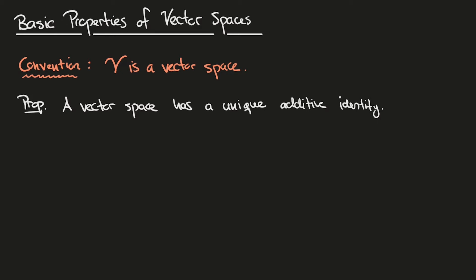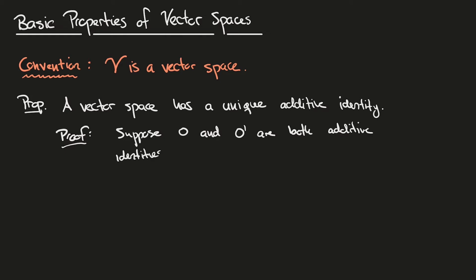So the first proposition says that any vector space has a unique additive identity. Let's give a proof. Let's suppose that 0 and 0 prime are both additive identities of a vector space V. The goal of this proof will now be to show that 0 and 0 prime are actually the same element. Because 0 and 0 prime are both additive identities, we have by definition the following equalities.